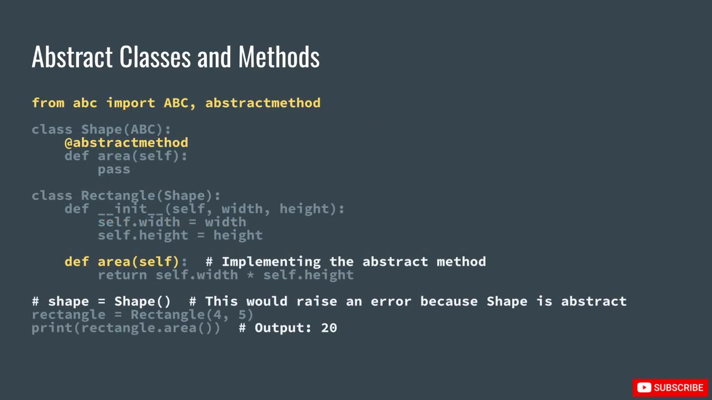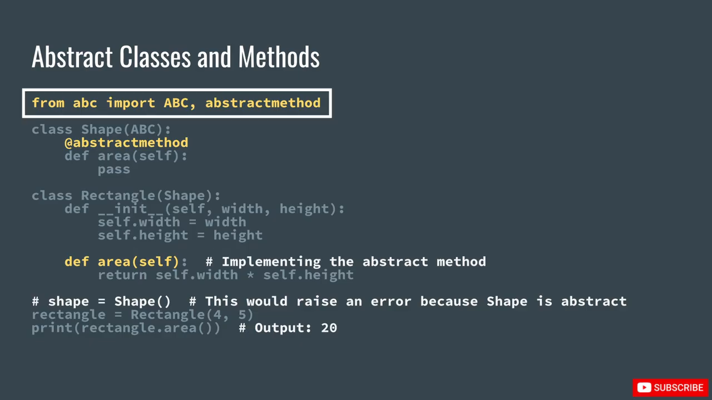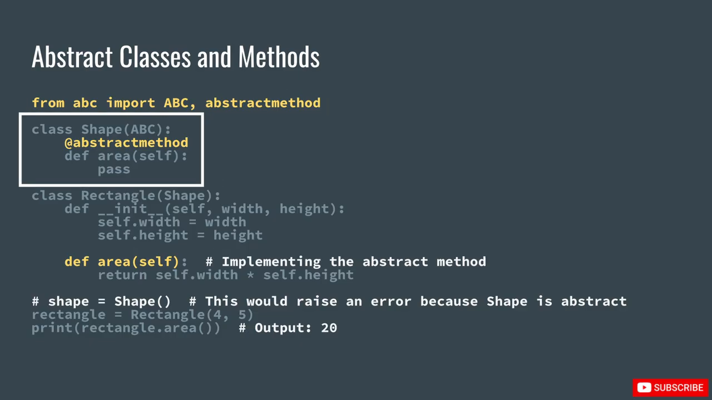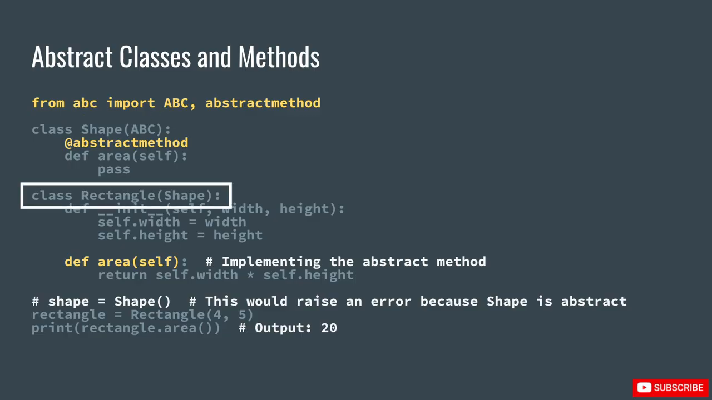Now, to implement abstract classes and methods in Python, we first import ABC and abstractmethod from the ABC module. Then we define an abstract class called Shape by inheriting from ABC. Inside Shape, we declare an abstract method named area. Notice that it has no implementation. We just use pass.